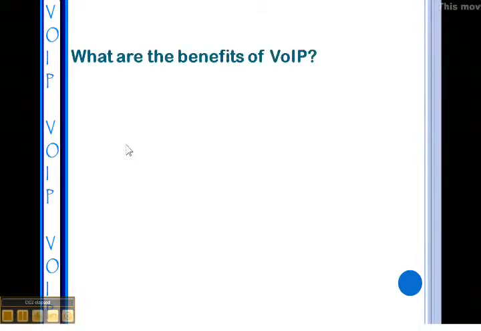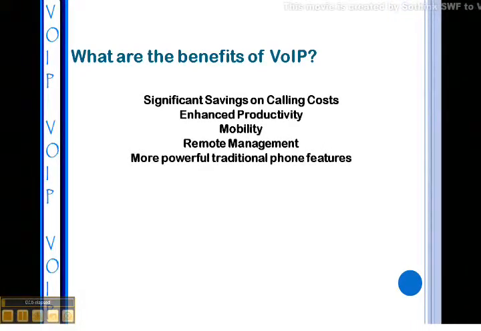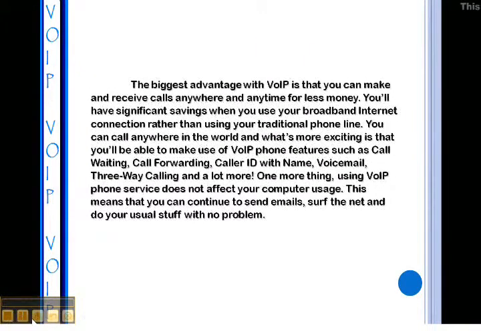What are the benefits of VOIP? Significant savings on calling costs, enhanced productivity, mobility, remote management, and more powerful traditional phone features. The biggest advantage with VOIP is that you can make and receive calls anywhere and anytime for less money. You'll have significant savings when you use your broadband internet connection rather than using a traditional phone line.